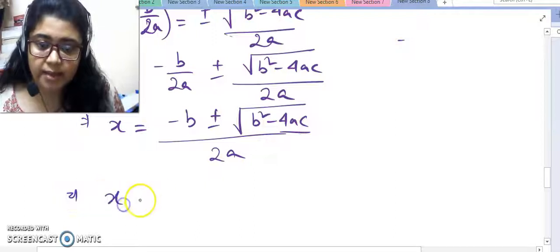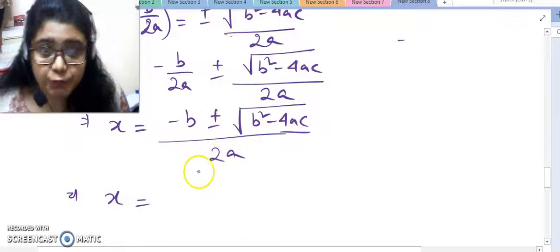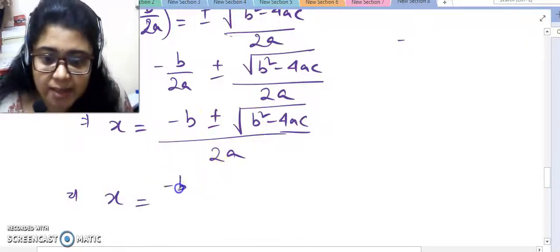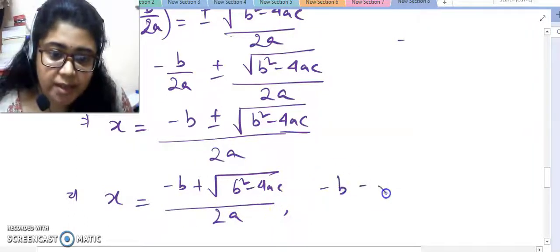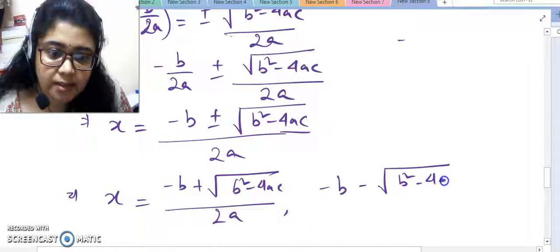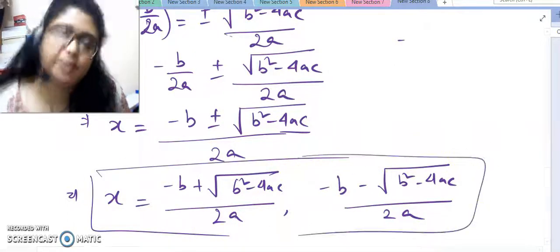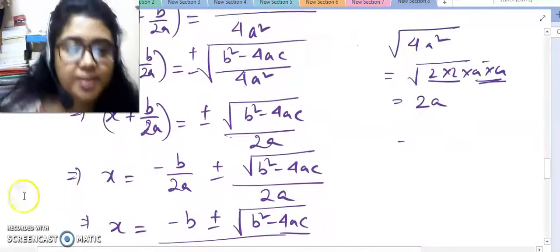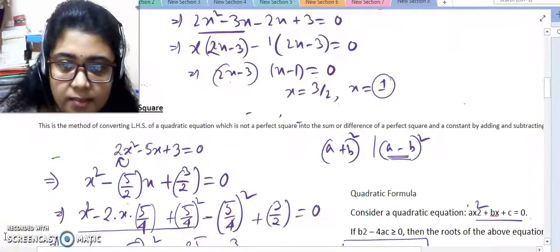Now x is equal to, if you have what? Two roots, na? One is with the plus sign and another is with the minus sign. Simple. We solved it, na? Okay. So now we solve the equation. Now we just take one example, friends, and further solve it.